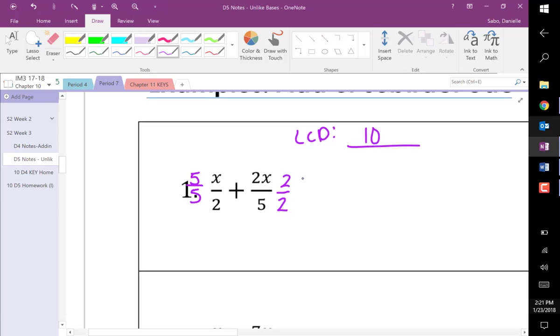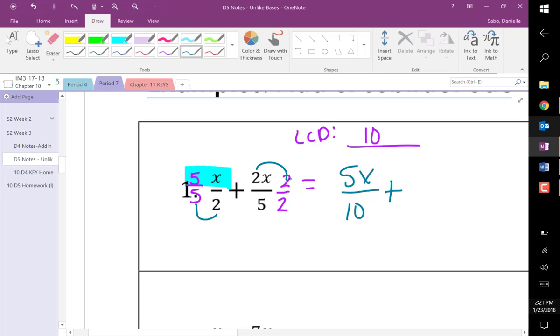So here we go. What is, just multiply straight across, what's 5 times x? 5x. And we have 5 times 2, which is 10. It's always going to be all over your LCD.